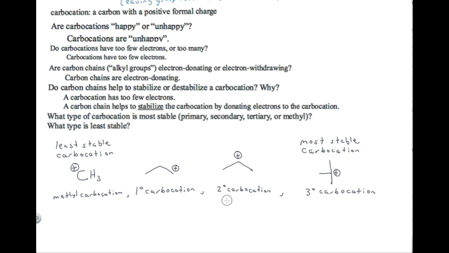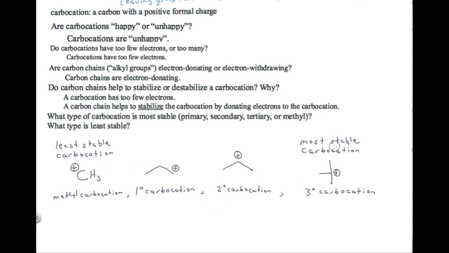Do you see how you would define these terms? How would you define tertiary carbocation? A tertiary carbocation is a carbocation attached to 3 carbon chains. As usual, a carbon chain could consist of just 1 carbon. How would you define secondary carbocation? A cation connected to 2 carbon chains. How would you define primary carbocation? A cation connected to 1 carbon chain. And how do we define methyl carbocation? A carbocation connected to 0 carbon chains.